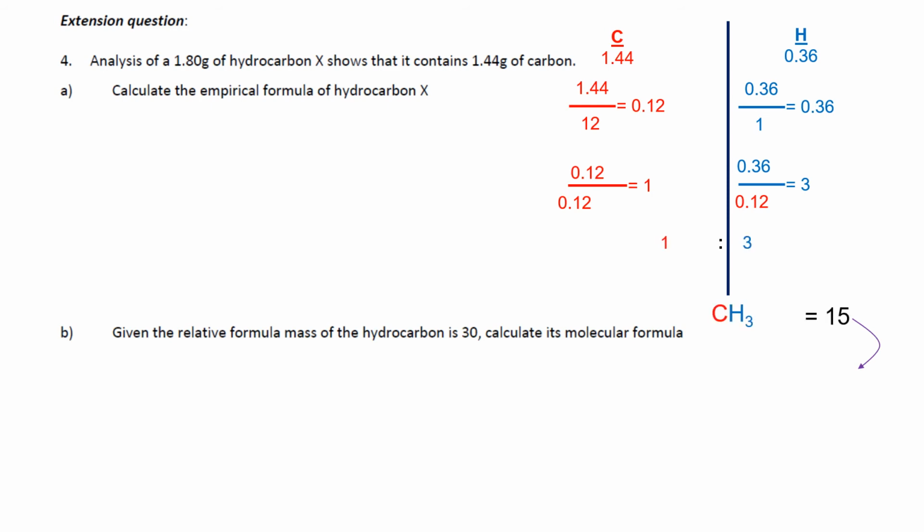That adds up to 15, but we know that the Mr is 30, which is twice the size, so we double CH3 and we end up with C2H6.